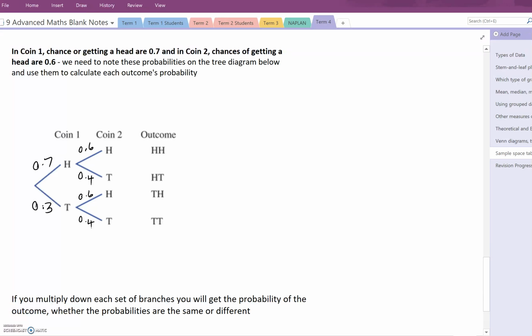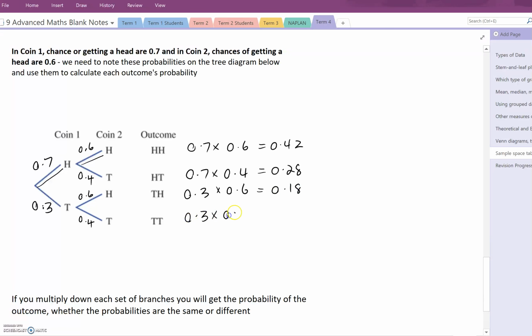So these are our outcomes that are listed. Let's work out the probability. Again, we multiply down the branches. The first one is going to be down here and then here. So we've got 0.7 times 0.6, 0.42. Next one, 0.7 times 0.4, 0.28. Now we're going to head down the tail branch, 0.3 times 0.6, 0.18, 0.3 times 0.4 is 0.12.